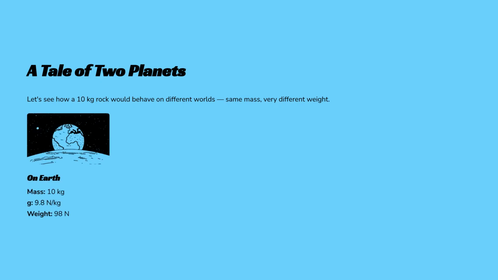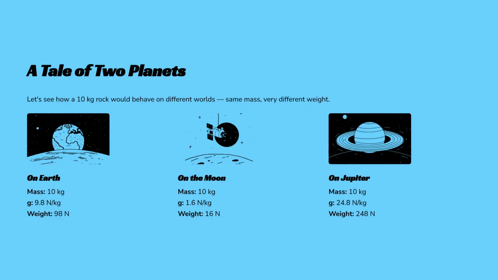Consider a 10-kilogram rock. On Earth, it weighs 98 newtons. On the Moon, that weight drops to 16 newtons. And on Jupiter, it surges to 248 newtons. The mass remains 10 kilograms throughout.